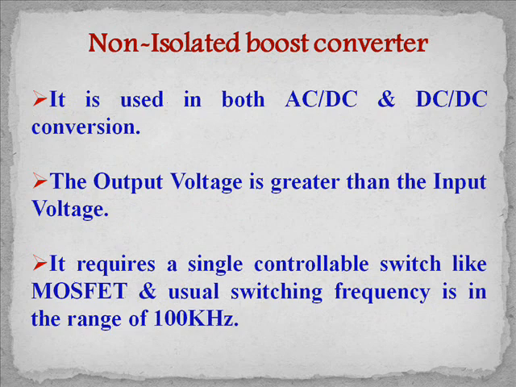The non-isolated boost converter is used in both AC to DC and DC to DC conversion. The output voltage of the boost converter is greater than the input voltage. It requires a single controllable switch like a MOSFET, and usually the switching frequency is in the range of 100 kHz.